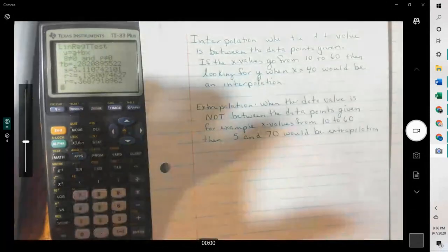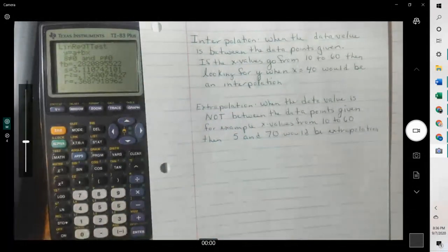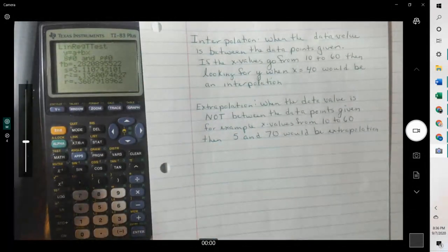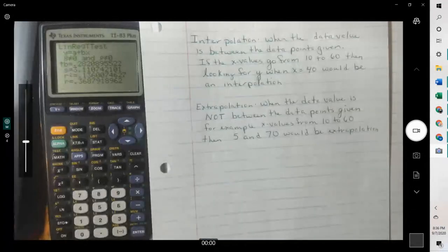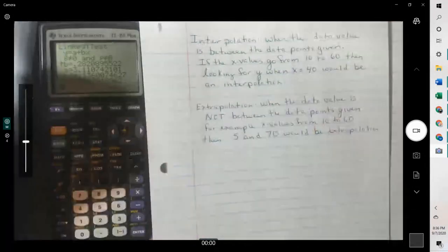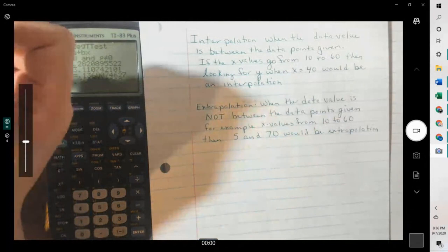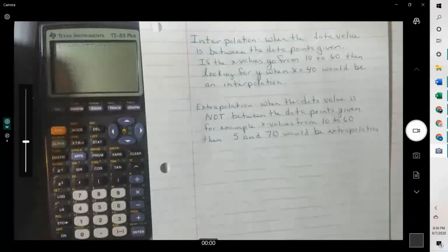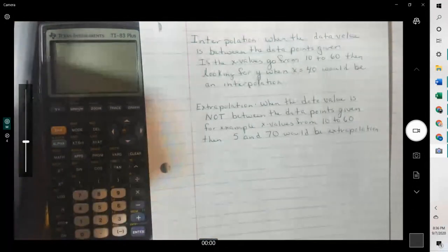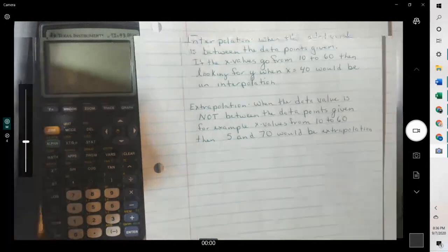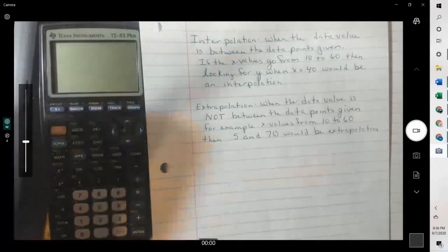Extrapolation is the opposite of that. If we're going between 10 and 60, anything outside of that value that we want to plug in our equation for x would be an extrapolation. So if we were plugging in 5 or 70, notice they're not between 10 and 60. Those would be extrapolations.